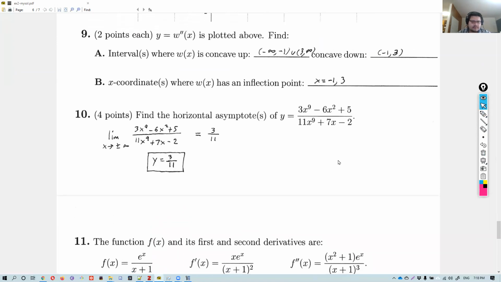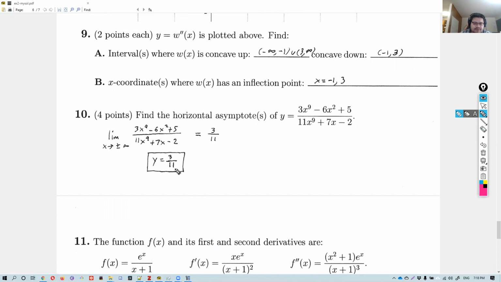Next, number 10. So this is worth 4 points, so it might make sense to do a bit more work than what I've done here. It might make sense to actually show some more of the calculation that goes into this limit, where you divide top and bottom by x to the 9th, and so you end up with 3/11 when you take the limit. But I think that primarily what's going to be asked for you to find is to actually write this as an equation of a line.